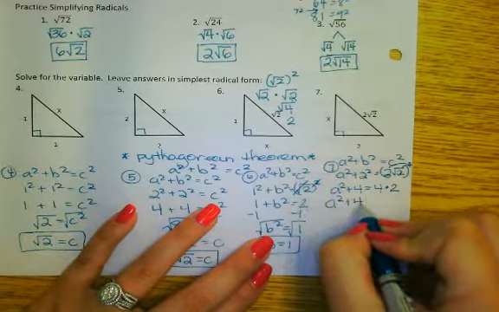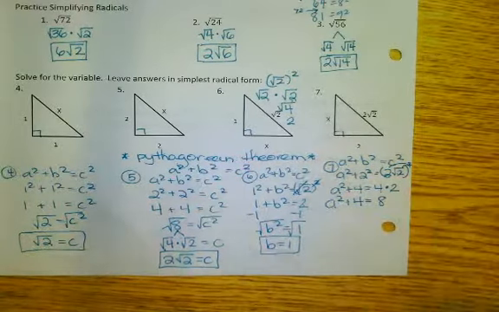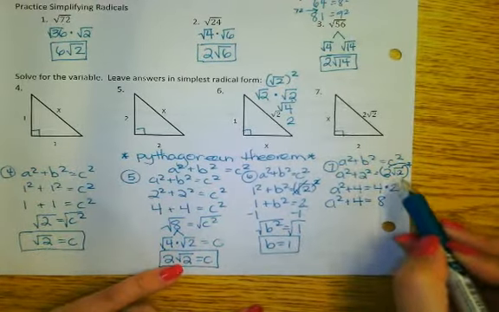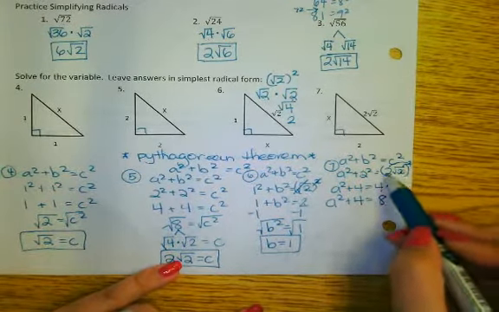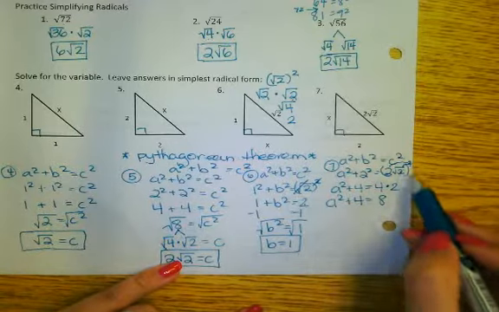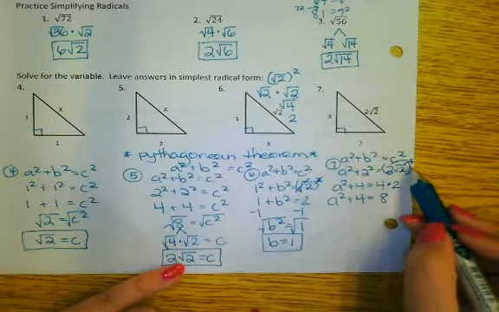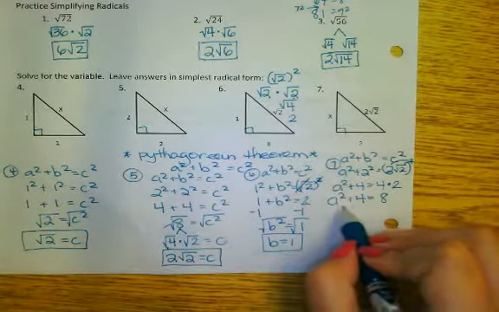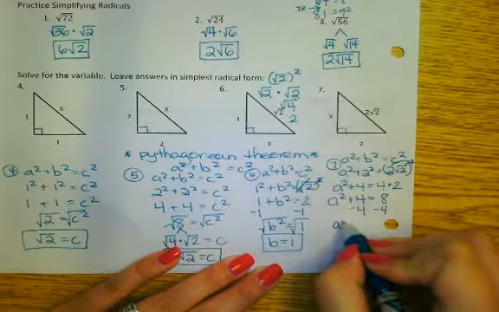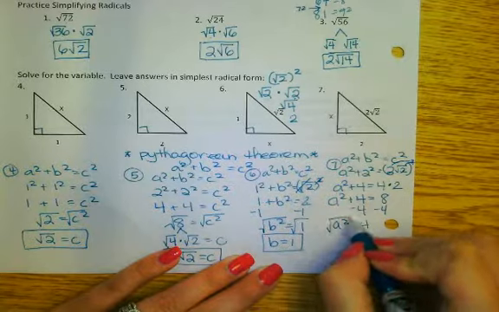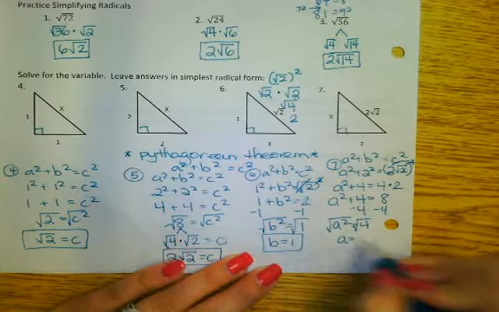If you ever get hesitant on stuff like this, type it into your calculator. Just make sure that you have parentheses around this before you have your square. So a squared plus 4 equals 8. Subtract 4 from both sides. A squared equals 4. A equals what? 2. Very good.